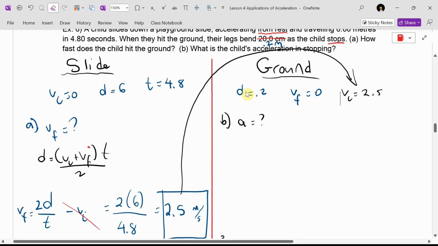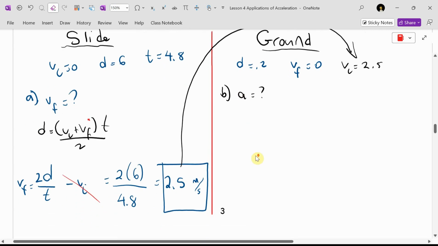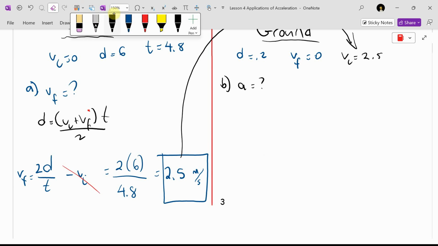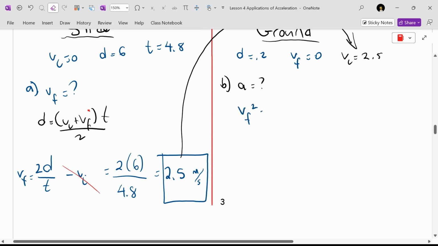I'm looking for an equation that's got a D, a VF, a VI, and an A in it. There is one. Shahab, which one? Yep. VF squared equals VI squared plus 2AD. Yep, you're right. Again, you might have been able to skip writing that out, but we'll write it out. What are we trying to get by itself? The A. So Nate, take us home. How do we get the A by itself?